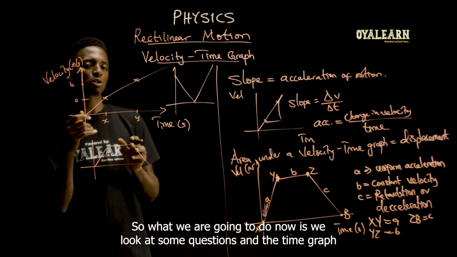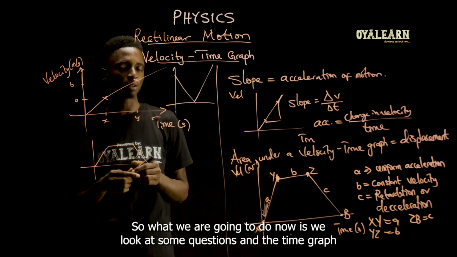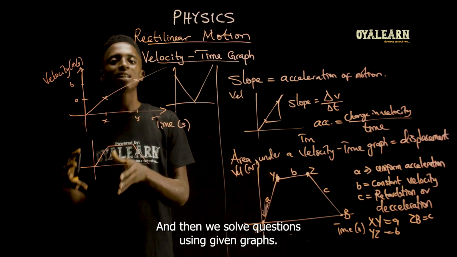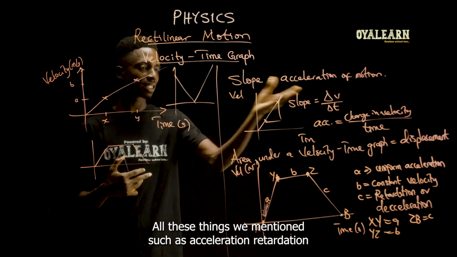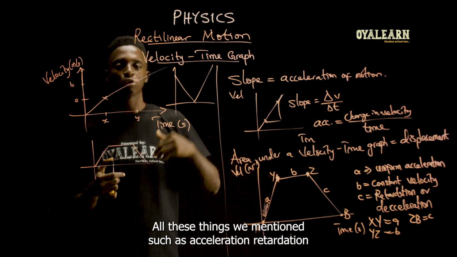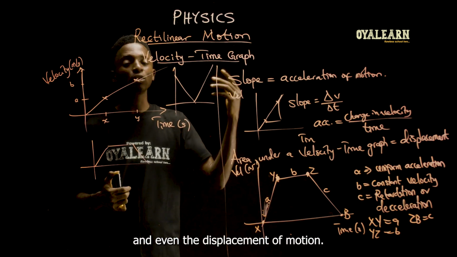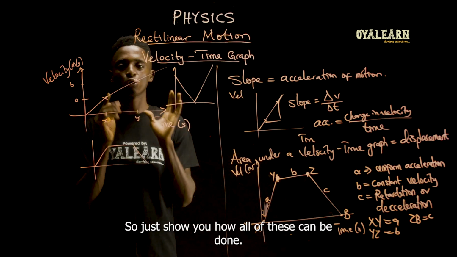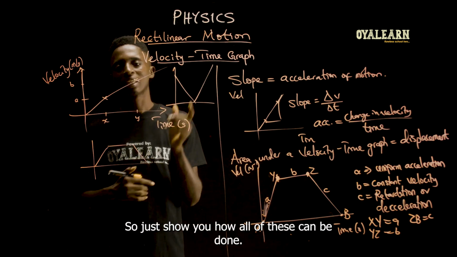So what we're going to do now is we'll look at some questions on velocity time graph. We plot some of those graphs and then we solve questions using given graphs. All these things we mentioned, such as acceleration, retardation, and even the displacement of motion, we can get them using the graph. So we'll just show you how all of these can be done.